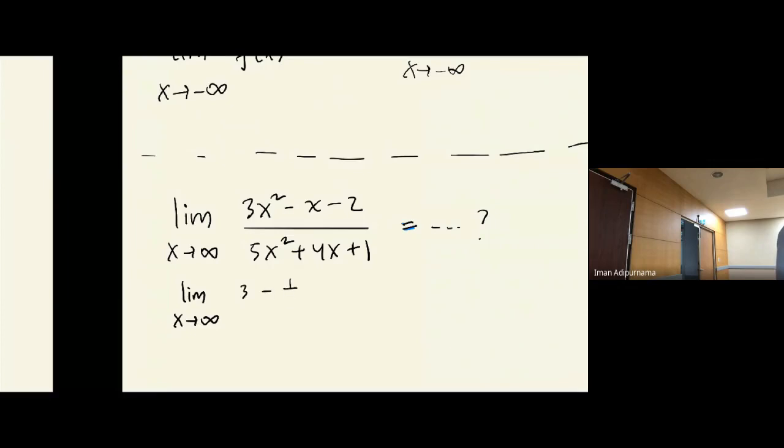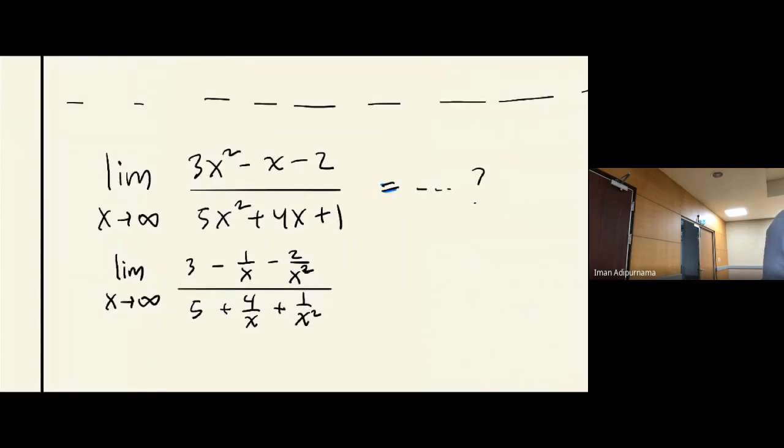From the definition before, all these parts having a positive exponent can go to 0 when x approaches infinity. All of this goes to 0, and you can conclude 3/5. This is just to remind you of the method you learned before, I think in high school.